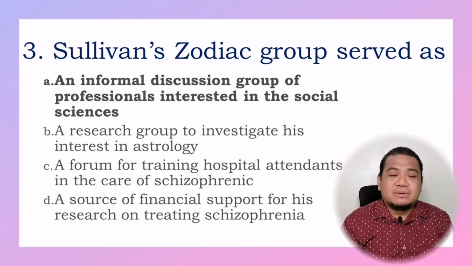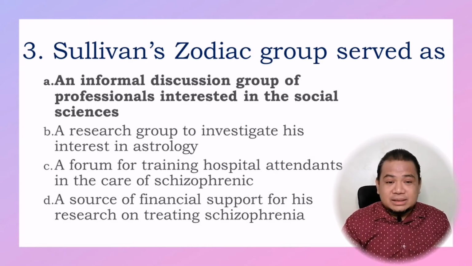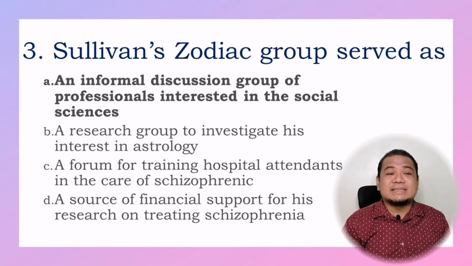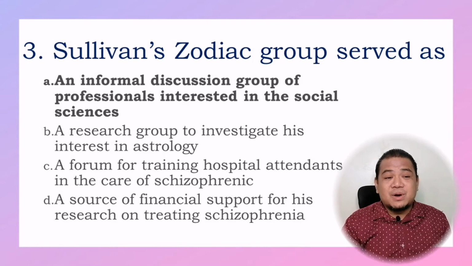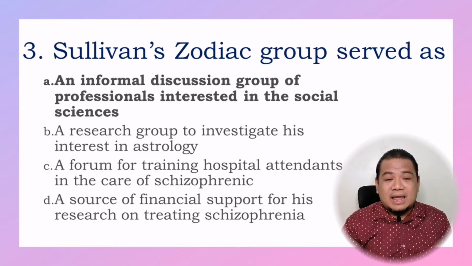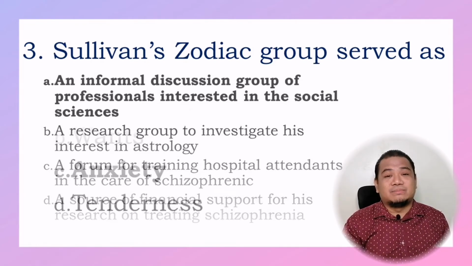On a more positive note, Sullivan's residence in New York brought him in contact with several psychiatrists and social scientists, among which are Karen Horney, Erich Fromm, Frieda Fromm-Reichmann, Clara Thompson, and others. And these are called the Zodiac Group.